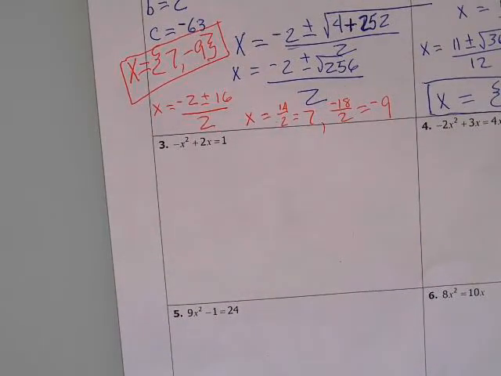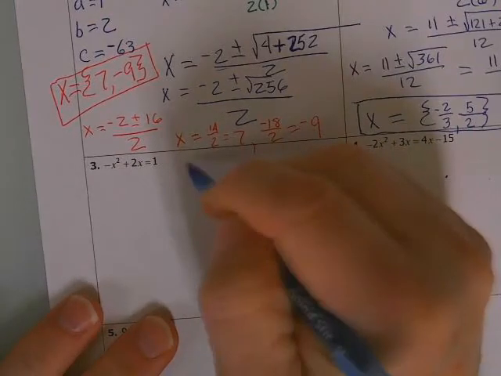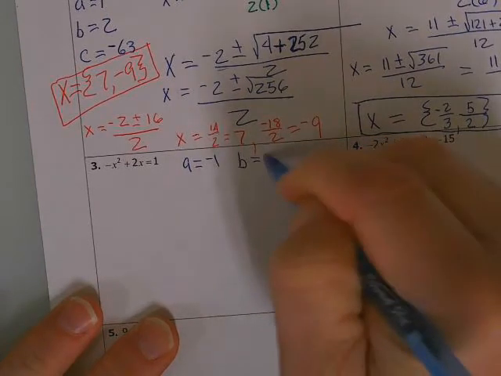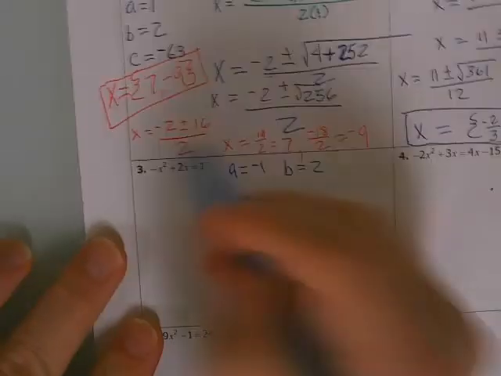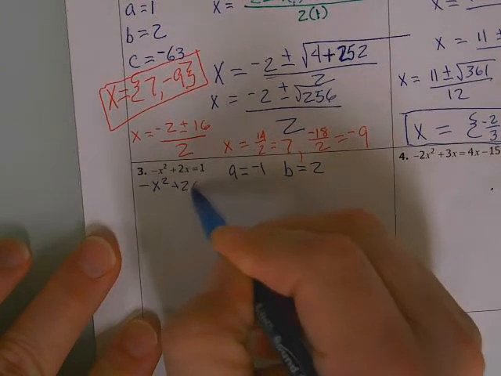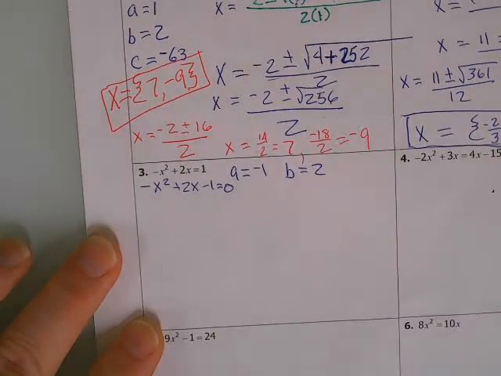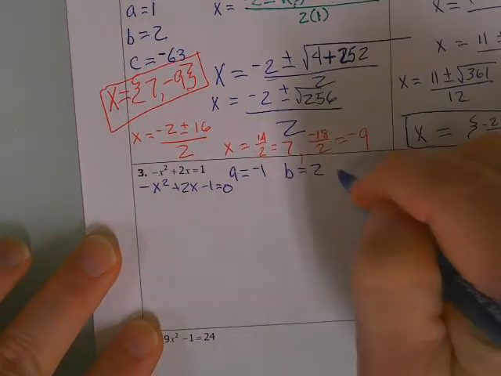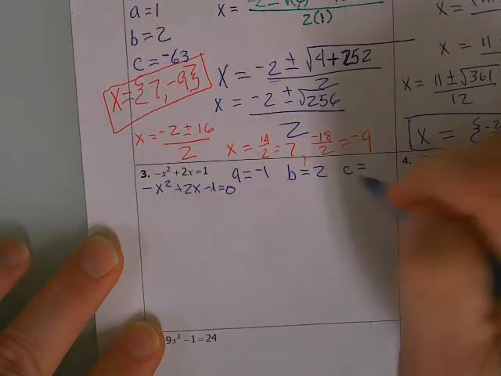Let's do another one. This one's no harder, no easier. Let's figure out our A, B, and C. A is equal to -1. B is equal to 2. And the C is on the wrong side of the equal sign, so we would have to rewrite that equation, subtracting 1 from both sides to get it into standard form. So therefore my C is equal to -1, not +1, but -1.